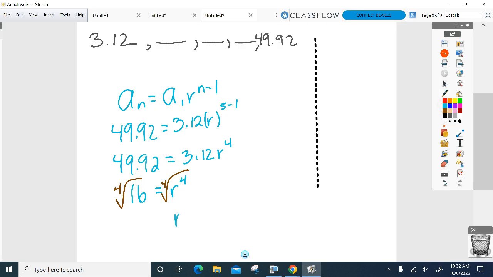And your R value ended up being 2 again. So go ahead and multiply all those by 2. I'll do it as well. 6.24, 12.48, and 24.96.